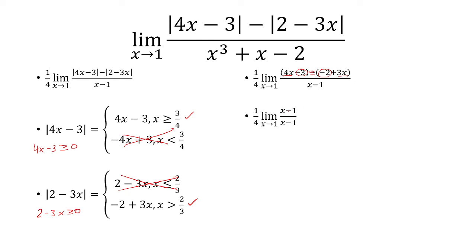And so that simplifies to x minus 1 over x minus 1, which really is just 1, right? x minus 1 over x minus 1 cancels, and you're taking the limit as x approaches 1 of 1, which is just 1. Multiply that by 1/4 outside, and we get our final answer, which is equal to 1/4.